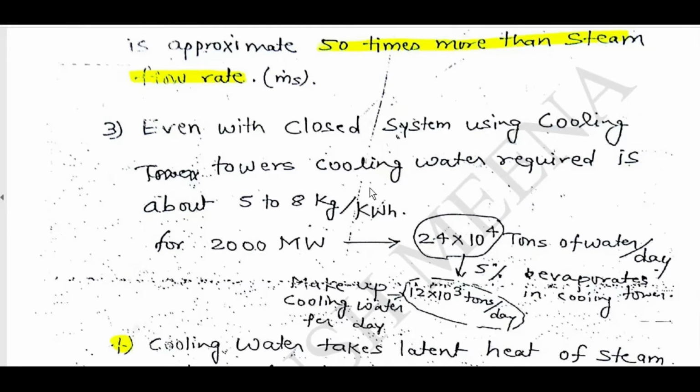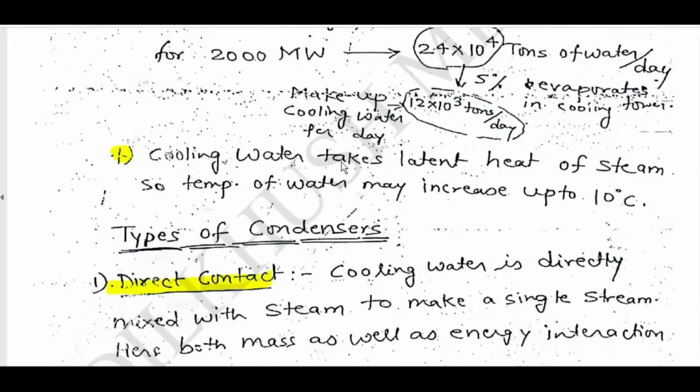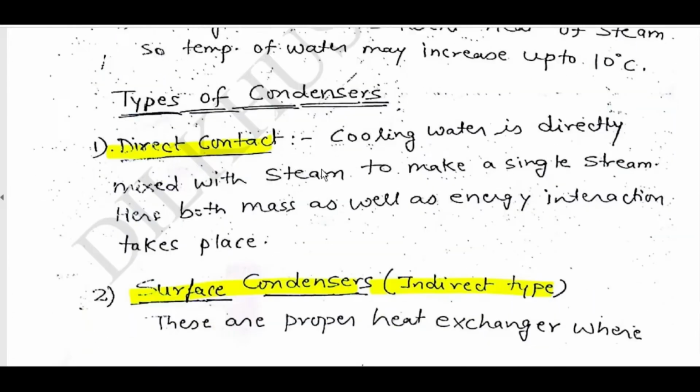cooling towers, cooling water required is about 5 to 8 kg per kilowatt hour. For 2000 megawatt, 24 into 10 power 4 tons of water per day. 5% evaporates in cooling tower. Make up cooling water per day 12 into 10 cube tons per day. Cooling water takes latent heat of steam, so temperature of water may increase up to 10 degrees.